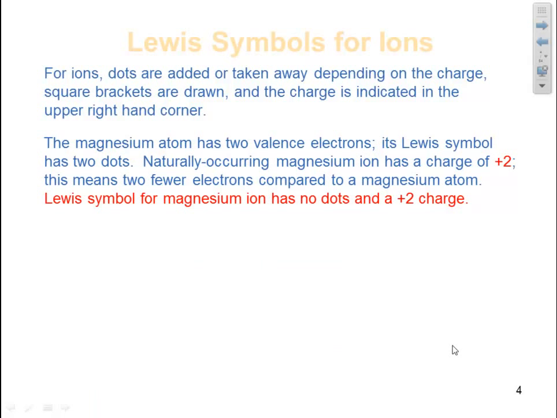The magnesium atom has 2 valence electrons. Its Lewis symbol has 2 dots. The naturally occurring magnesium ion has a charge of 2+. This means 2 fewer electrons compared to the magnesium atom. The Lewis symbol for the magnesium ion has no dots and a 2+ charge.